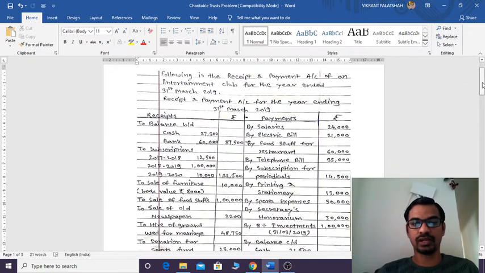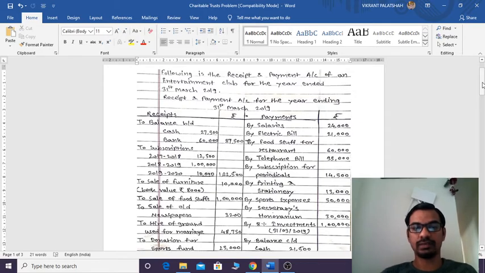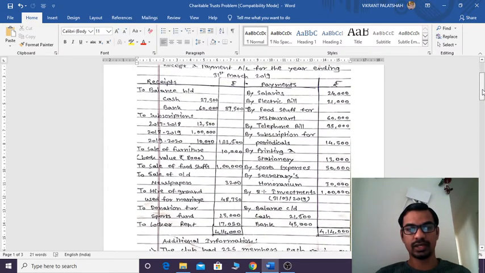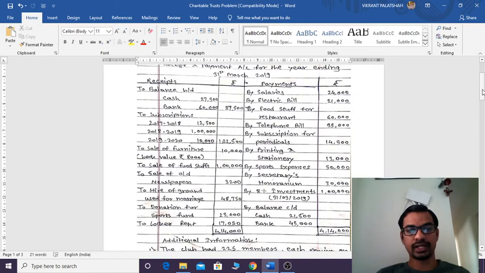So first of all, the problem is on your screen. See the problem. Following is the receipt and payment account of an entertainment club for the year ended 31st of March 2019. On the receipt side, there is given: to balance brought down, that is the opening balance, cash balance 27,500, bank balance 60,000, and total is 87,500.